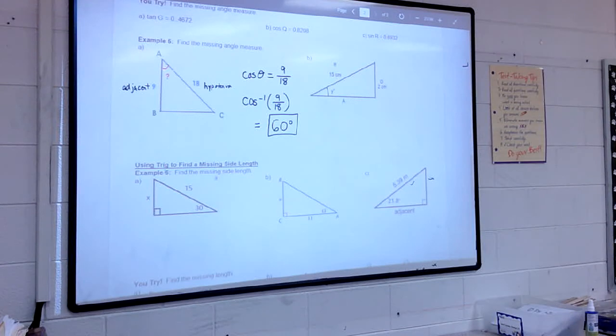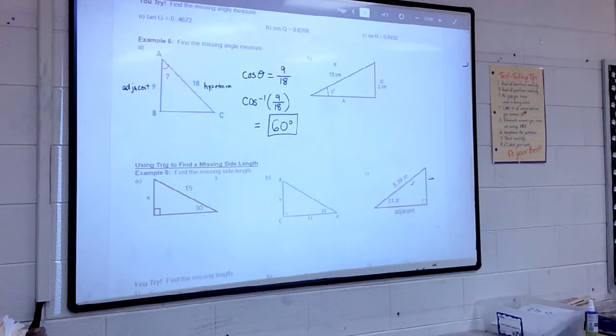I know the adjacent and the hypotenuse. Sometimes you might know the opposite and the hypotenuse, you would use sine. Sometimes you might know the opposite and adjacent, you would use tangent. So what two sides do I know? That tells me what to use. Okay? And if I'm looking for an angle, I always hit second on there. Second sine, second cosine.